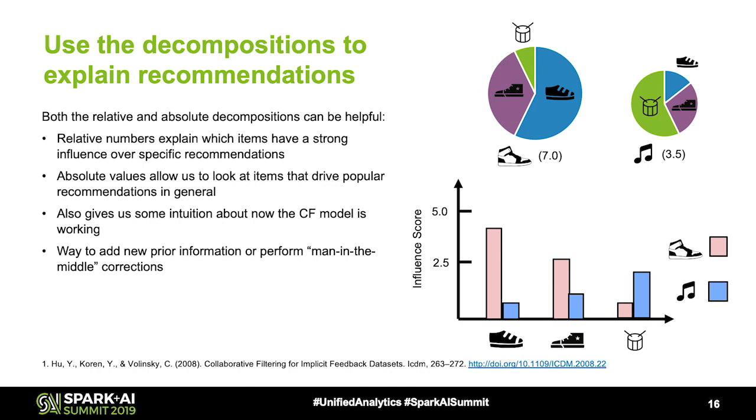Maybe socks, for instance, because everybody buys them, have an undue influence on everybody's products. So it might be something that you first want to know about, and then maybe something you want to do something about. Also, now that you can look at a recommendation and see its decomposition and where the weight is coming from, you can also get an intuition about what kind of things the CF model is learning, although you could probably have done that from the original implicit factors as well. But in this case, it's around a specific recommendation.